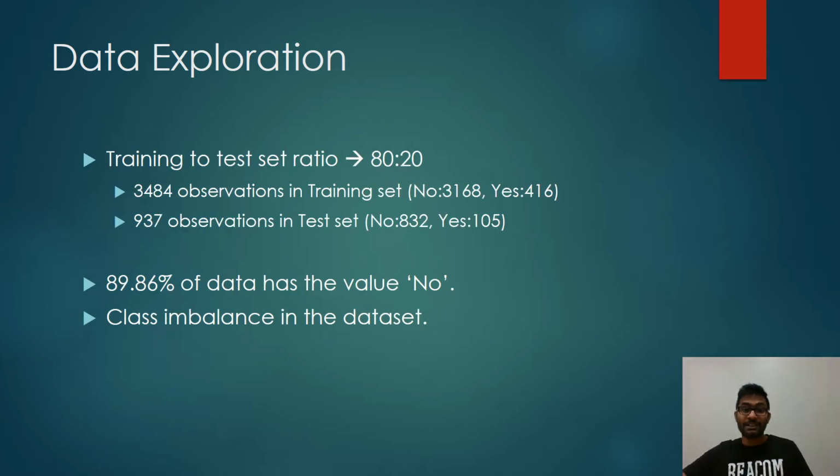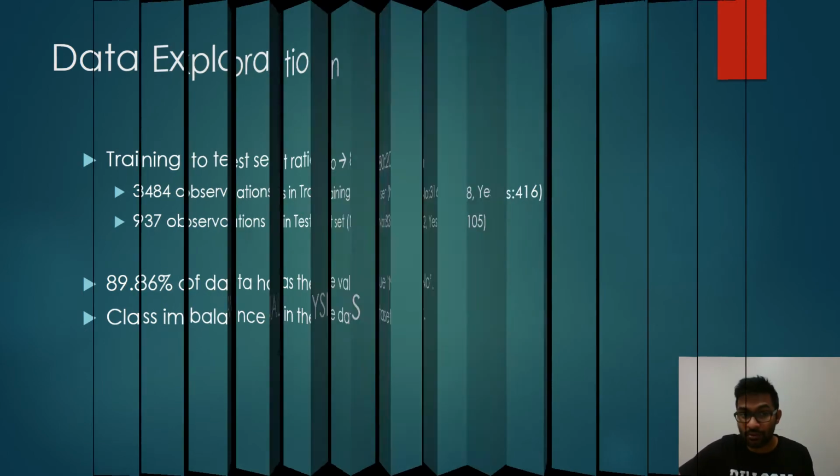We divided the dataset into two sets, a training and a testing set. The training set contains 80% of the data observations and the test set contains 20%. In the total dataset, roughly 89.86% of the data has the value no. That means there is a class imbalance in our data. I will explain later how I overcome that.